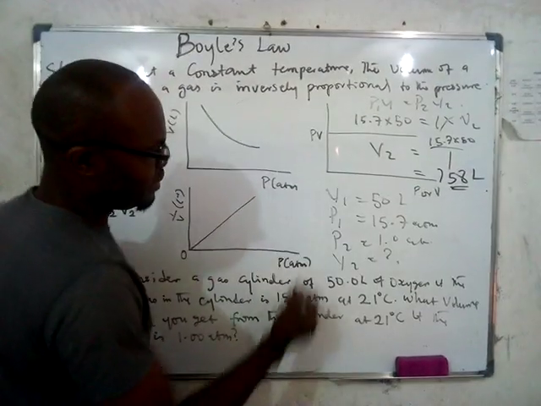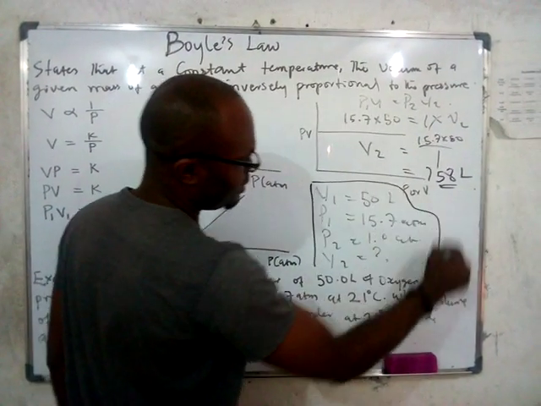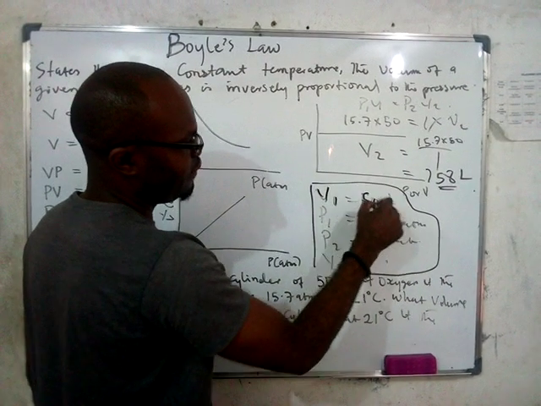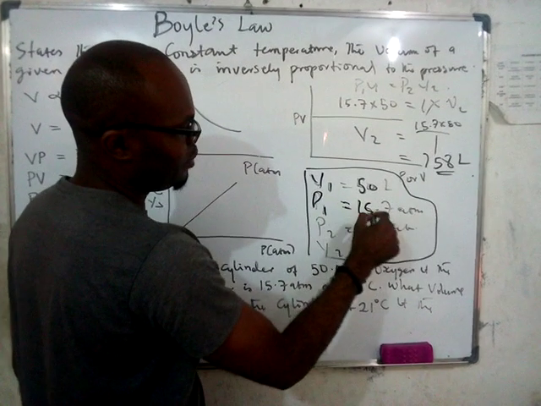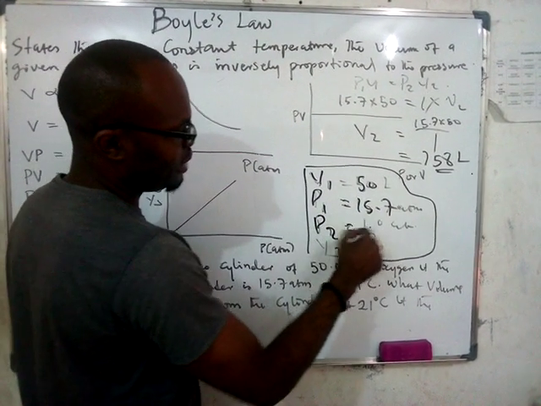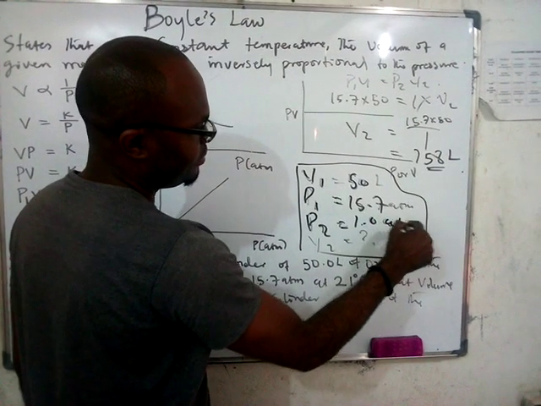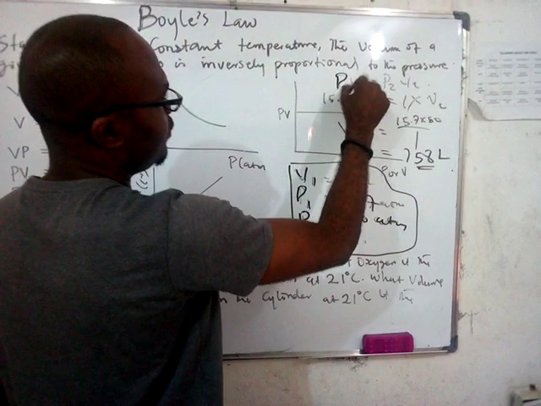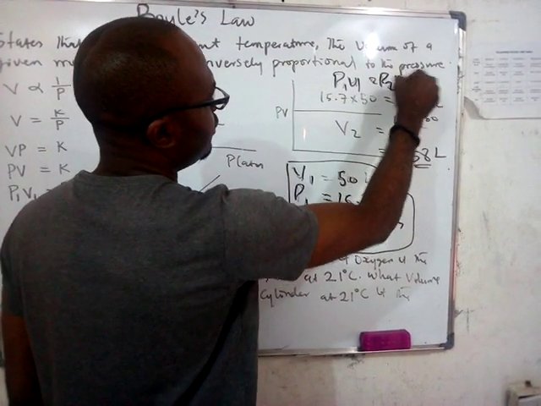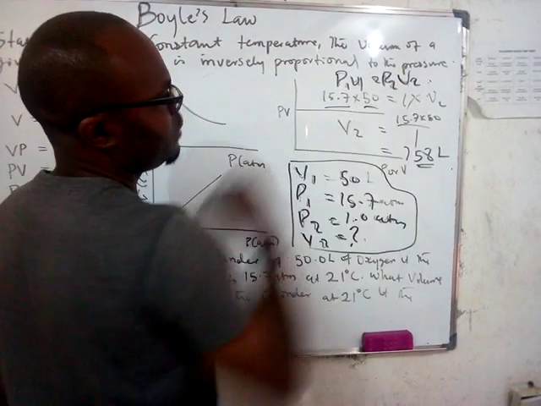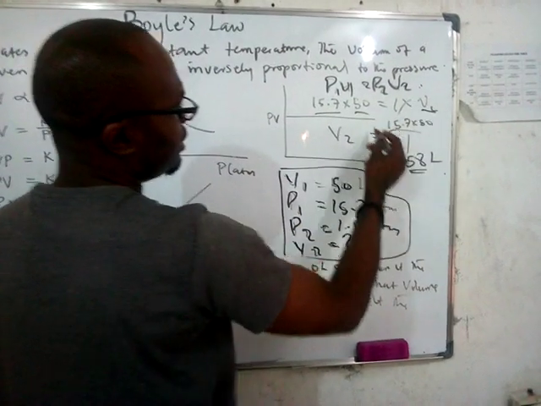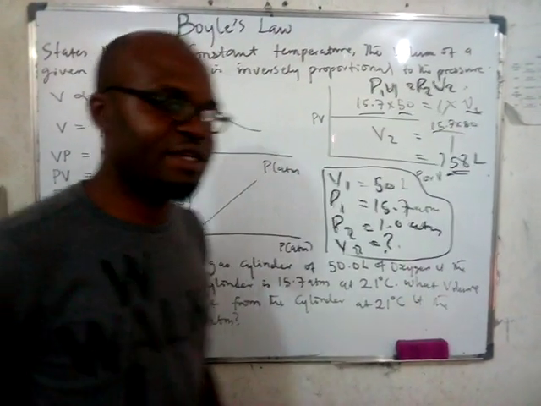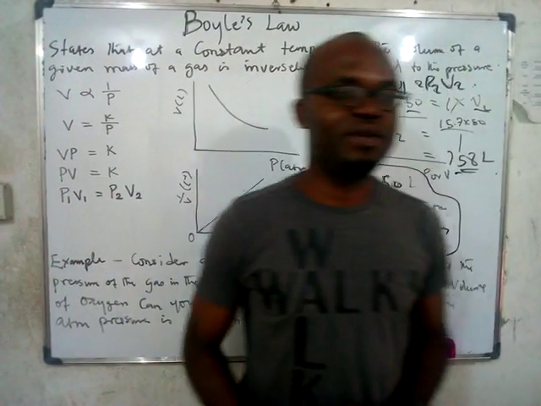Once you're given a problem to solve, list what was given. Can you see the way I listed what was given? V1, they gave it as 50. P1, they gave it as 15.7. P2, they gave it as 1.0 atm. And V2 is unknown. So you place the formula P1 V1 equal to P2 V2. Then you place what you have already. Make this the subject, it will be cross multiply, so that you have this over 1. So this is the final answer. That's how you solve for Boyle's law.